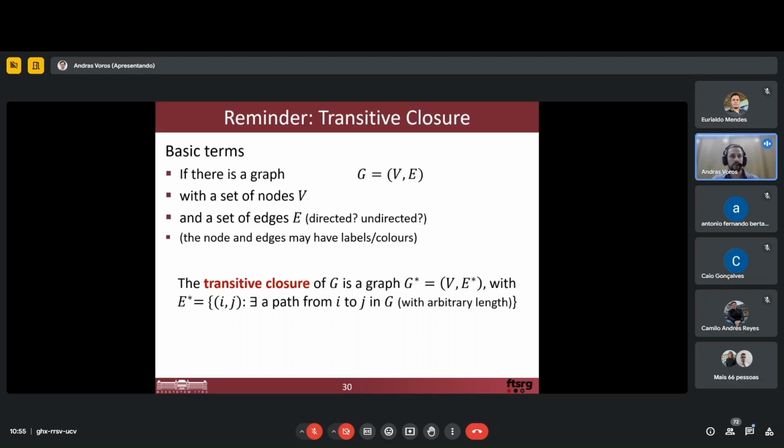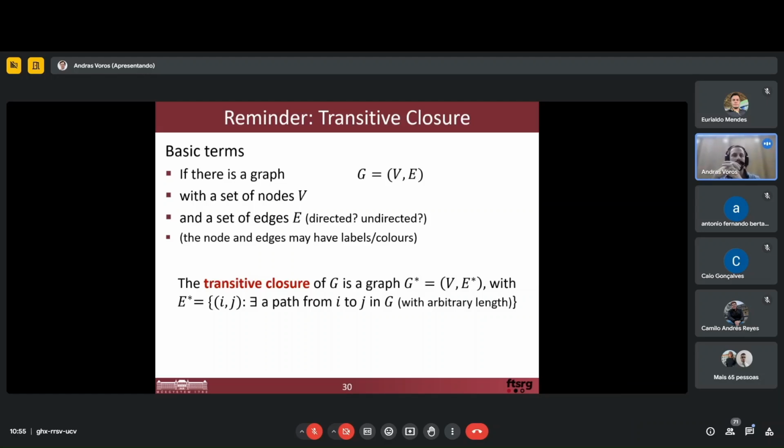So the basics: if there is a graph, this is called G equals (V, E), with the set of nodes V, and we also have a set of edges that is called big E, that can be directed or undirected. And we will also talk about how the nodes and edges may have labels and colors. So that is the basic term. We have a graph with nodes and edges.